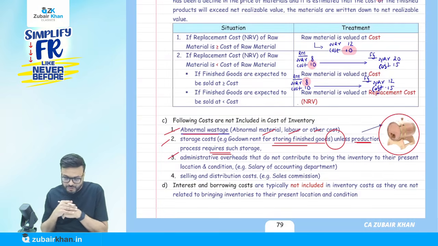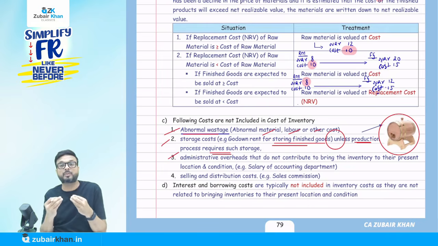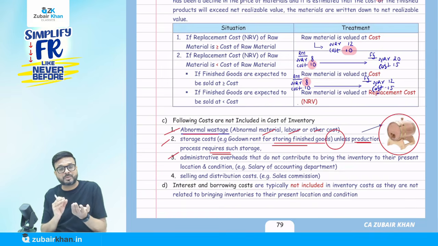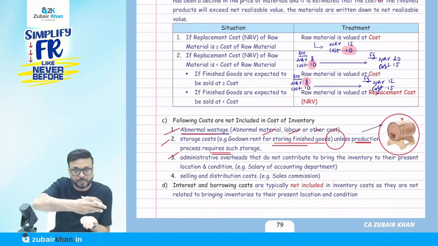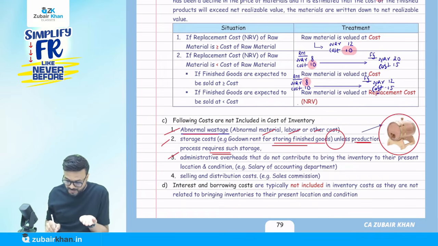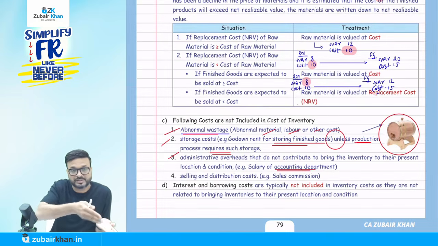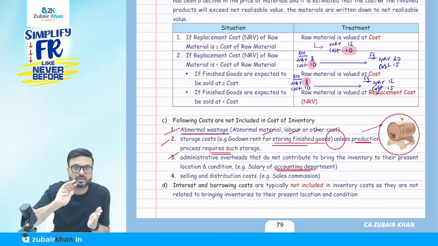Third is the administrative overhead that does not contribute to bringing the inventory to its present location and condition. So we incur administrative expense, but not for the purpose of bringing the asset to its present location and condition. Example, the salary of the accounting department has nothing to do with bringing the inventory to its present location and condition. So it will also not be included.